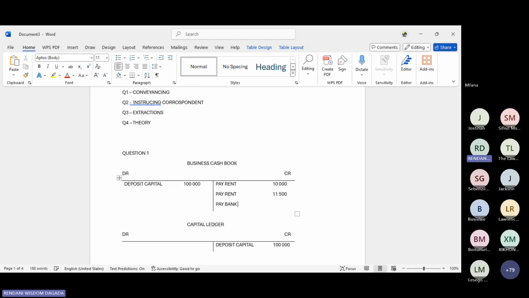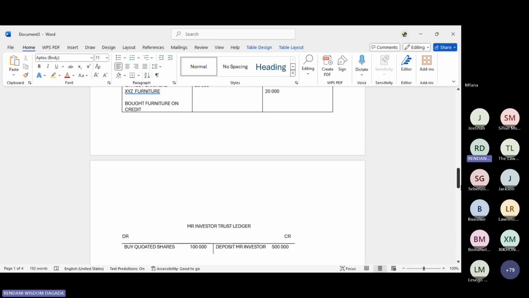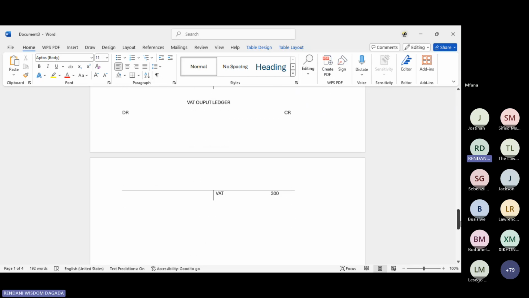Pay bank charges. How much are they? 200. And then you open your general ledger at the bottom there, because every time you have to deal with the business, you deal with the general ledger.